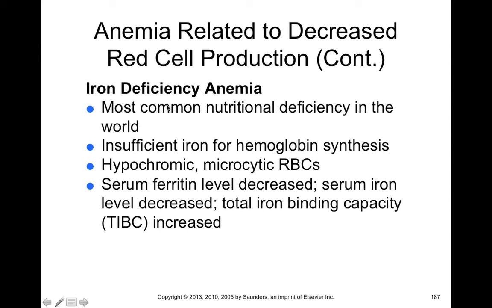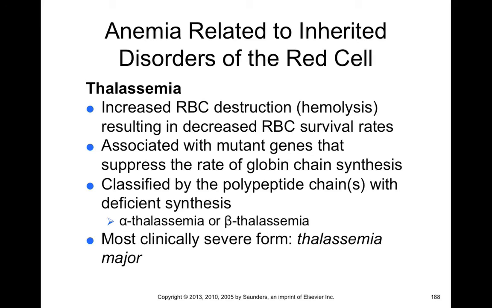Iron deficiency anemia results from nutritional deficiency in iron. It's the most common. We know that iron is necessary for hemoglobin synthesis, and so what we see here is hypochromic and microcytic red blood cells, because they're going to have a lack of hemoglobin, and therefore the cells won't look as red due to the low iron content.